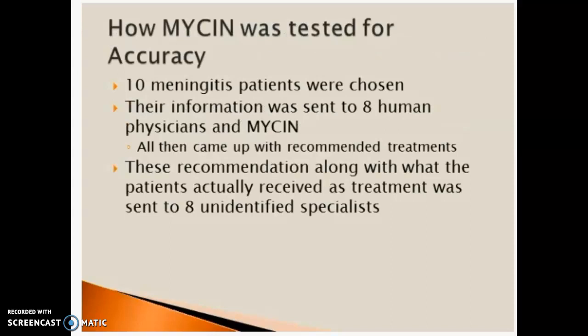MYCIN was tested for its accuracy before it was put into the medical field. It was given a test with 10 meningitis patients who were chosen at random, and their information was sent to 8 human physicians and also to MYCIN. All of them came up with recommendations for the treatment of these patients, and these recommendations, along with what the patients actually received as treatment, were sent to 8 other unidentified specialists.